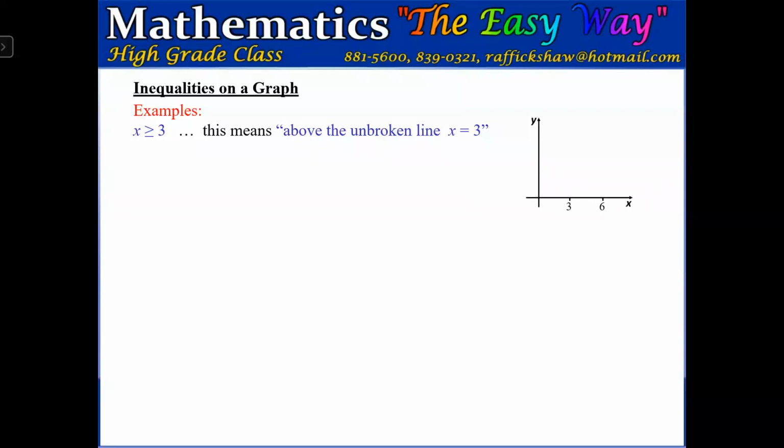First, we're going to put the graph. First thing we're going to do is draw the line. The line that you're drawing is x equals 3, and you're going to draw it unbroken. Draw the line x equals 3.